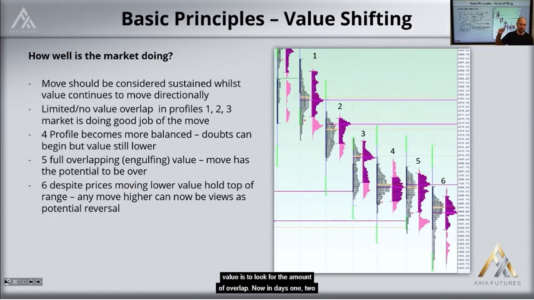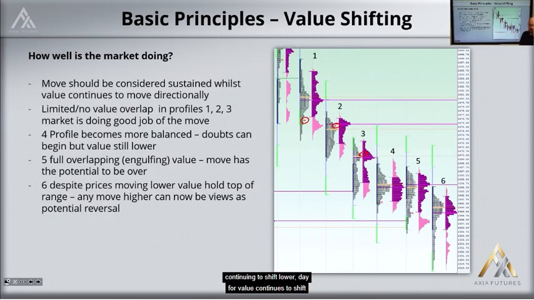Now, in days 1, 2, and 3 here, there is almost no overlap at all. They're completely separate in terms of value, and value continues to move lower. So in that respect, this is looking good. Even though this is a market where it doesn't close very close to the low, it does on day 1, it doesn't on day 2, and it doesn't on day 3. And those closes are important, but ultimately they're overridden by the fact that value is continuing to shift lower.